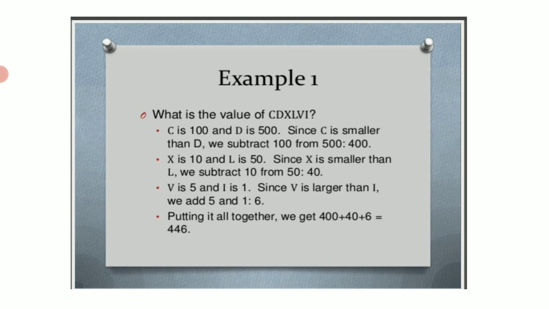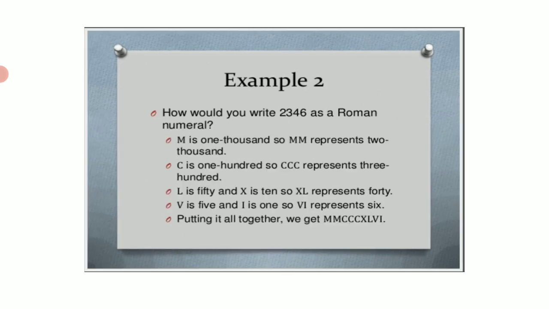X stands for 10 and L is 50. Since X is smaller than L, we subtract 10 from 50, that is 40. And V is 5 and I is 1. Since V is larger than I, we add 5 and 1, that is 6. So when we put all together, it becomes 400 plus 40 plus 6, that is 446.